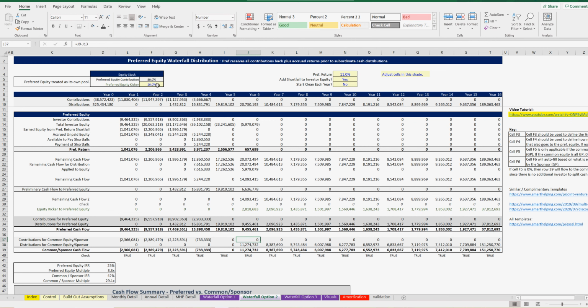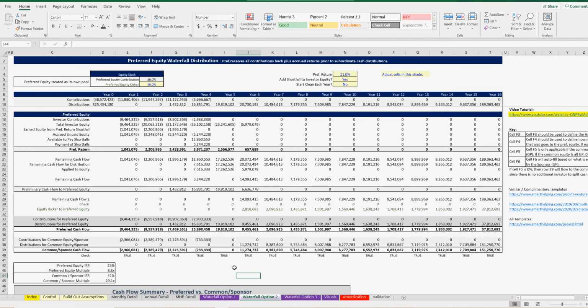And then you could define this, which is essentially the kicker, or basically how much the preferred pool is going to get after they've been fully paid. It could be zero, which means that the preferred equity gets all their money back plus an 11% per year return. And then if this is zero, any remaining cash goes to the sponsor. Or there could be a kicker here saying any remaining cash after the preferred equity pool has been satisfied will be split 20%, 80%. And you can see that split happening here between the investor, preferred equity, and this is the sponsor.